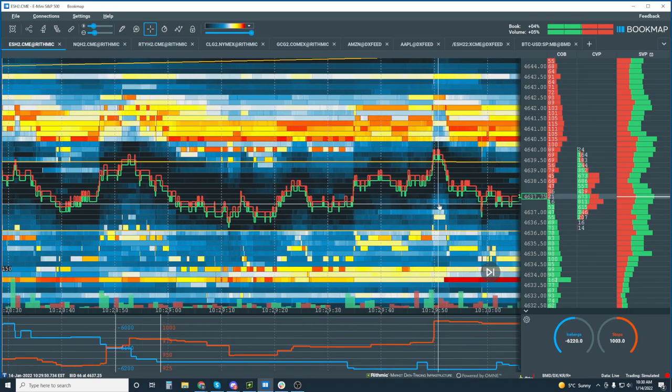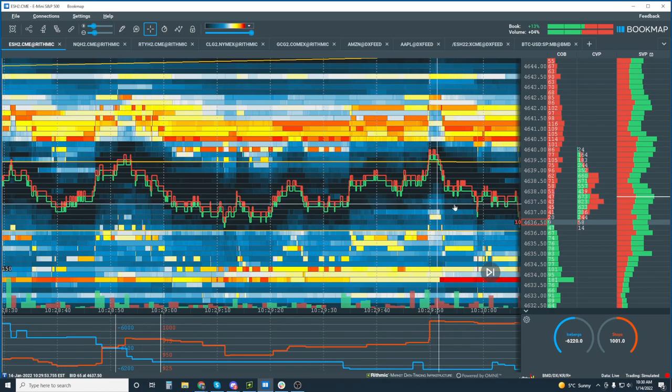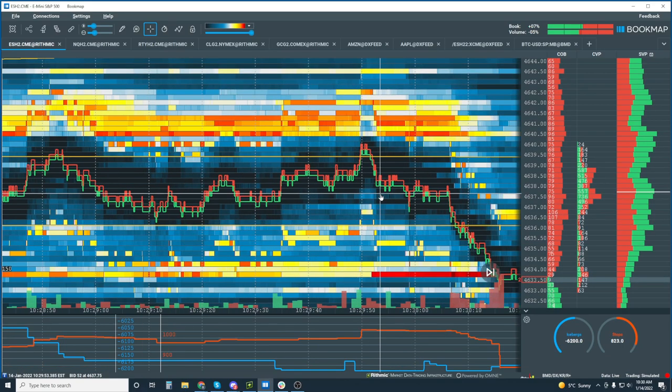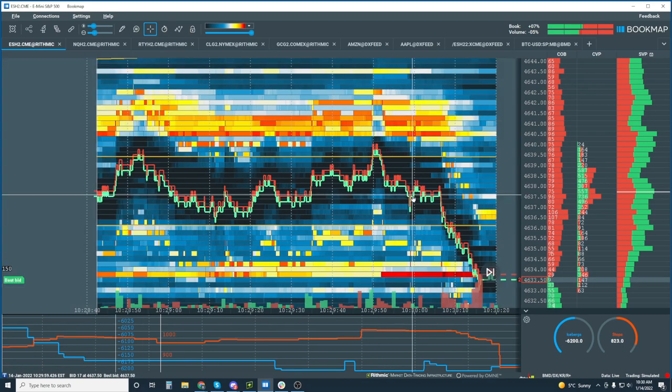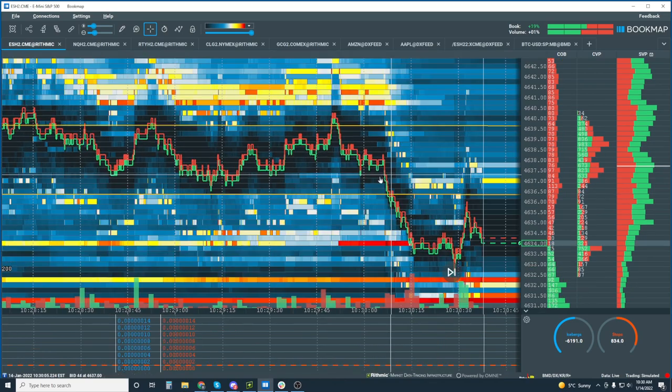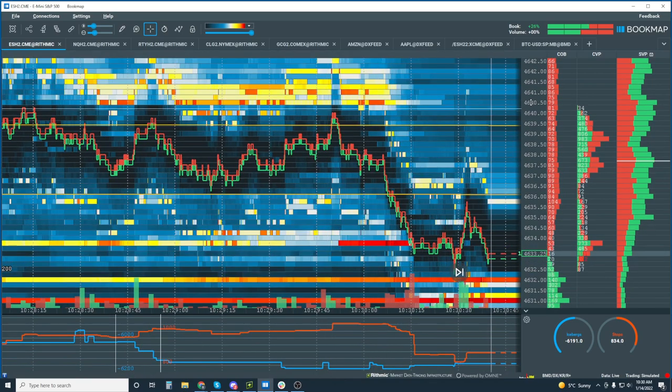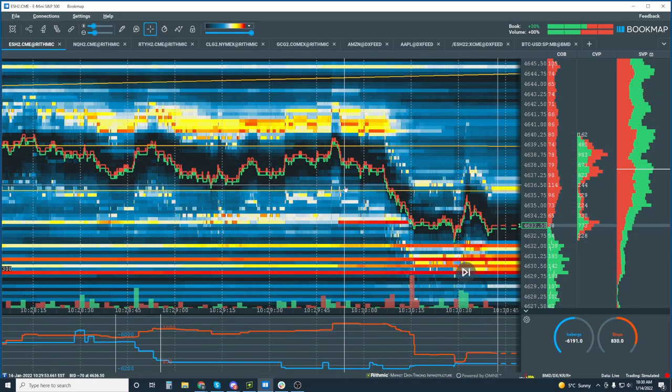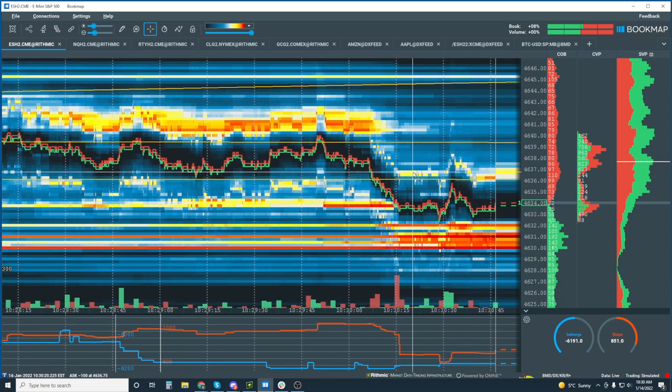Okay, now it was very short-lived. It did make it to 40, though. Okay, then these guys pulled. Now, if they stayed in the order book, it would be different, right? So this is what we're trying to gauge. We're trying to gauge and understand the condition of the auction in here, the context of it.